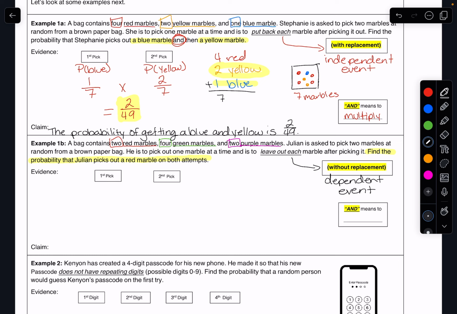Now we're going to do how many marbles there are in total. There's 2 red, 4 green, and 2 purple.